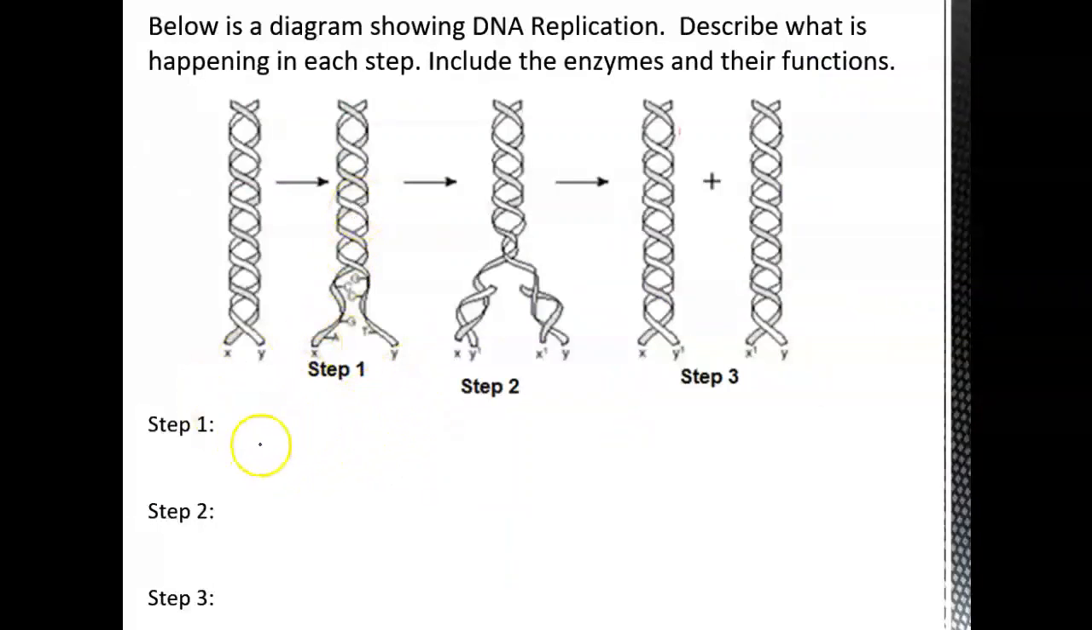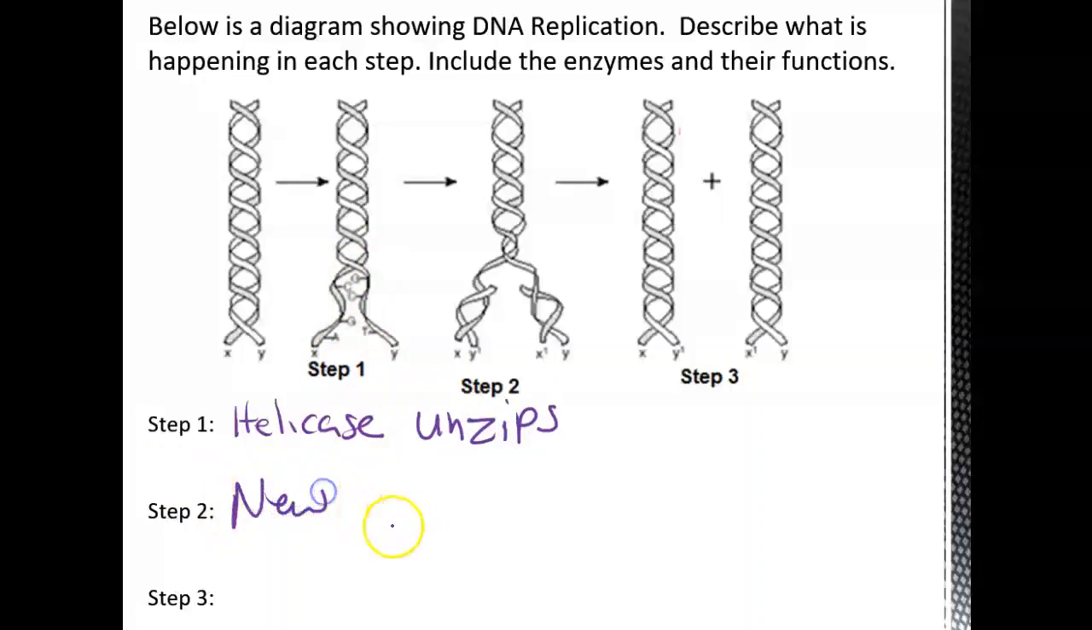All right, here's the diagram showing that you're going to have to be able to summarize this. So step 1 needs to include helicase. Helicase unzips or unwinds, depends on how you look at it. In step 2, the new nitrogen bases are coming in.